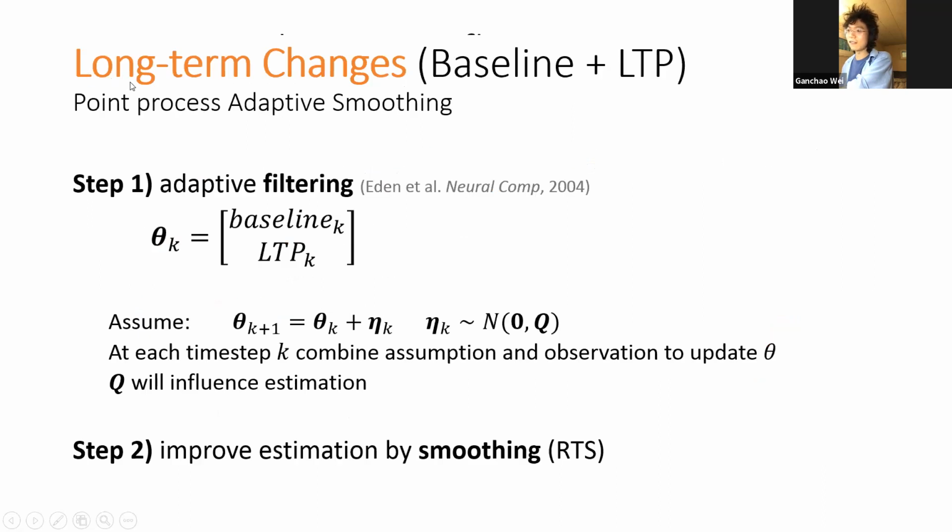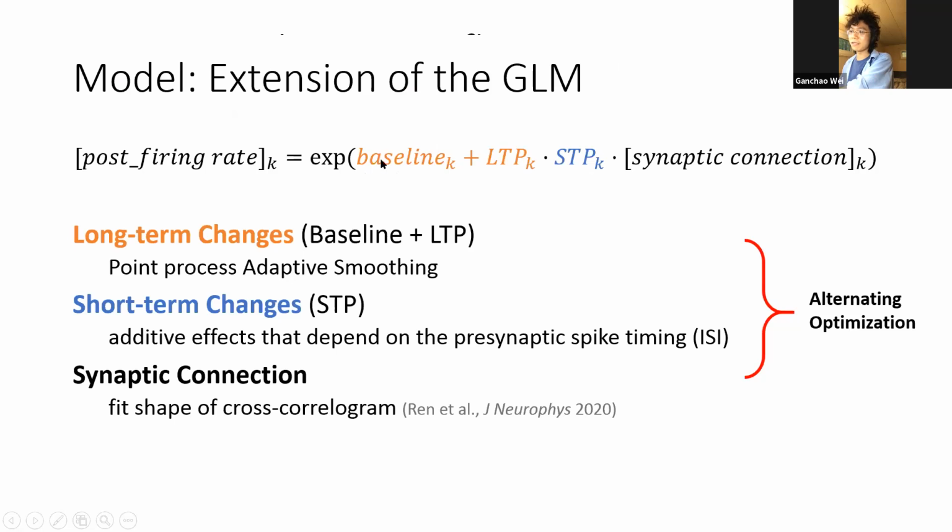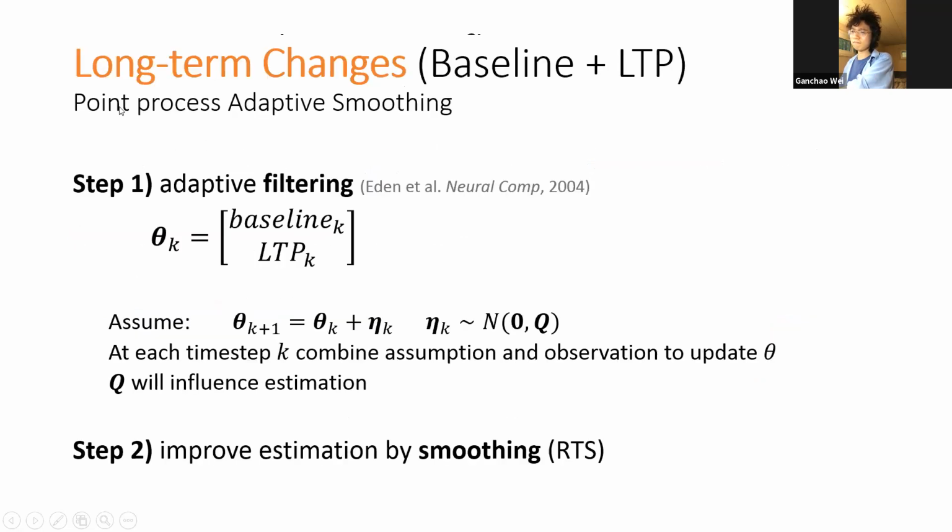So let's focus on the long-term effects, which include the baseline and long-term plasticity. Here we choose to use point-process adaptive smoothing to handle this. It has two steps. The first step is filtering, and the second step improves the estimation from the first step by backward smoothing. To do the filtering, we first need to define the evolution of the long-term effects. If we denote the long-term effects at time tk to be theta k, then we assume it evolves like this with some Gaussian white noise.